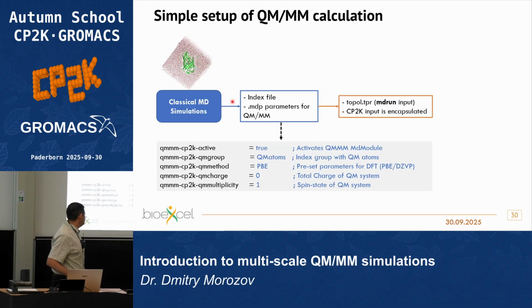Then you will have the normal GROMACS topology TPR file with your system prepared. And actually, the CP2K input file will be encapsulated into that topology file. Once you start mdrun, it will unpack it from the TPR file and put it into the directory with the TPR.